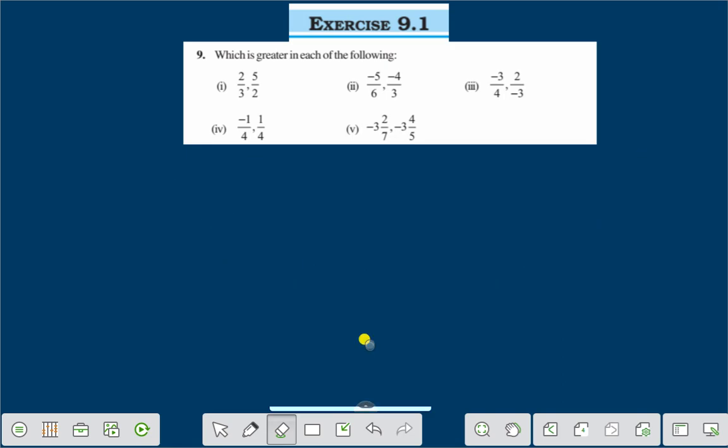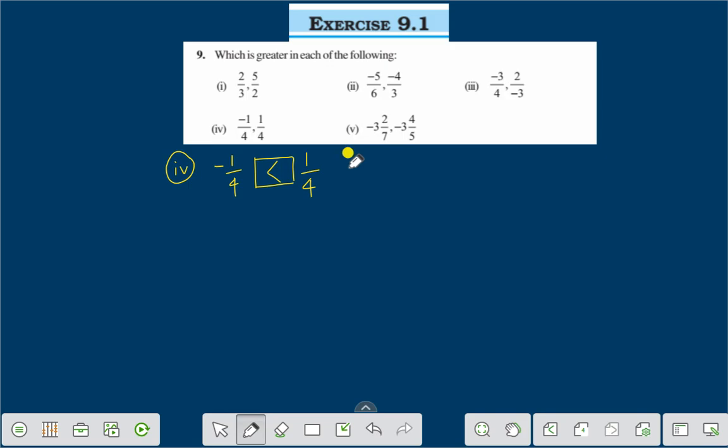Question number 4 is minus 1 by 4 and another number, 1 by 4. Here you see this is a negative rational number and this is a positive rational number. So we know that a positive rational number is always greater than a negative rational number. Therefore we can say that minus 1 by 4 is less than 1 by 4.